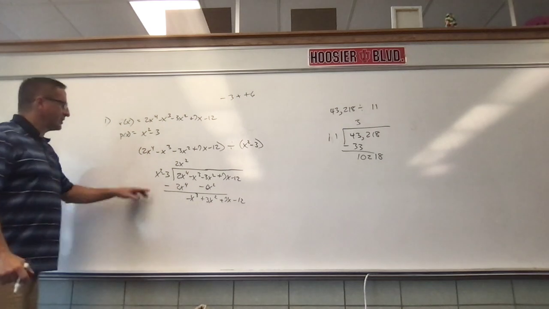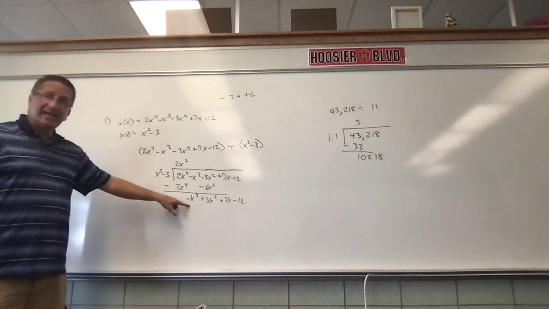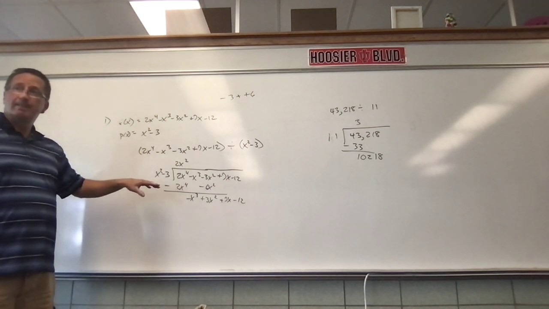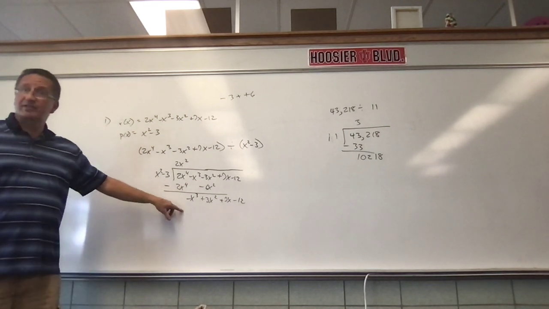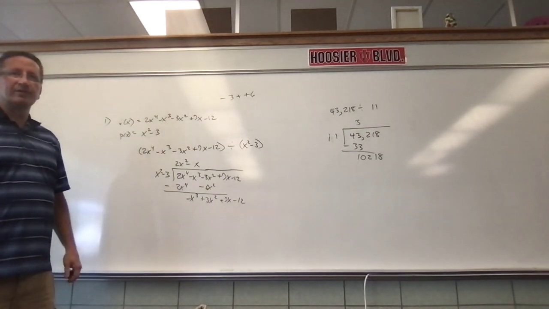Okay? So we look at just the first thing. What do I times x squared by to make negative x^3? What's that? Yeah, you can. How do I times x squared? Negative x. Put negative x, and just stop there for a second.